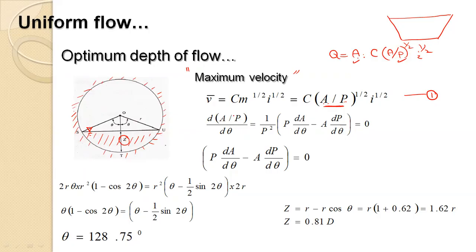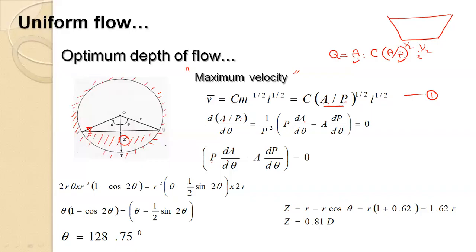So I differentiated A by P with respect to theta. This is how the differentiation of a division is done: you keep P, differentiate A, minus you keep A, differentiate P with respect to theta, and then you divide the whole thing by the square of the denominator. We know that P is not a zero quantity, so this is not going to be infinity or 0.